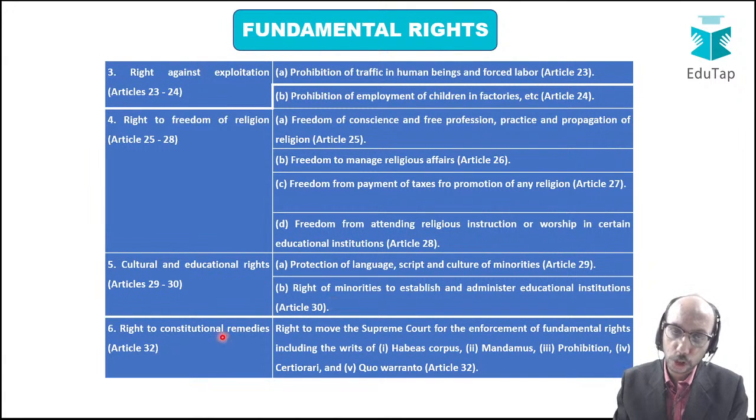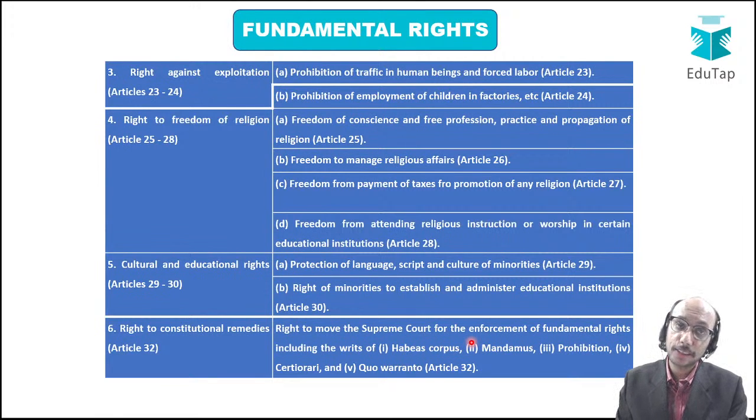32 is right to constitutional remedies. So this is the right to move Supreme Court for the enforcement of fundamental rights, including the writs of habeas corpus, mandamus, prohibition, certiorari and quo warranto. So if your rights are infringed upon or if your rights are violated, you can approach the Supreme Court and the Supreme Court will enforce your fundamental rights for you. So if anybody is taking your fundamental rights away from you, you can approach the Supreme Court.